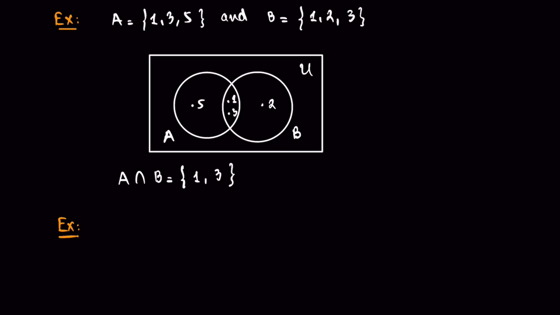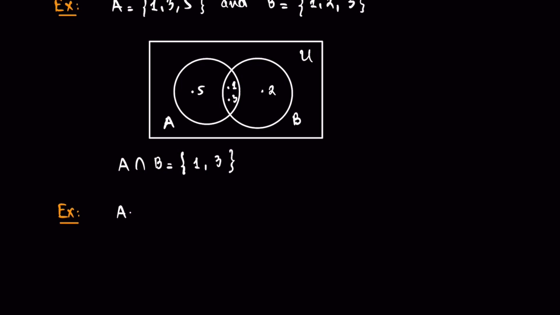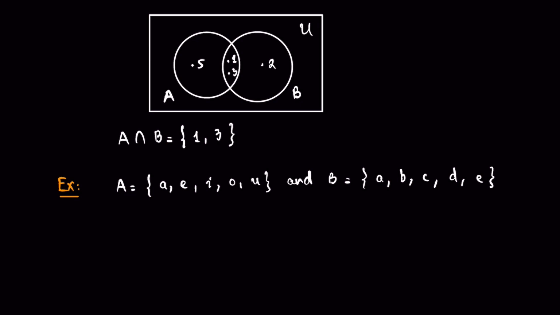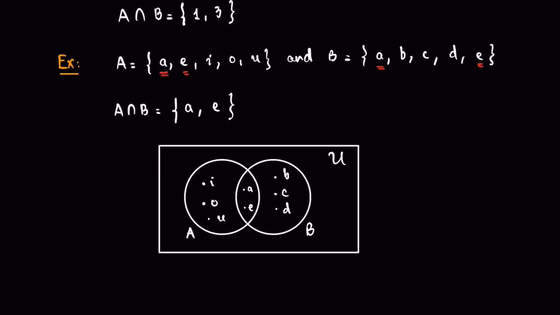Similarly, going back to the example of the set A of all the English vowels A, E, I, O, U, and the set B of the elements A, B, C, D, and E, you can see that the two elements common to both set A and set B are A and E. So you can answer the question as follows: the intersection between A and B is letter A and letter E. And in the Venn diagram, we only take the intersection part of the two sets.